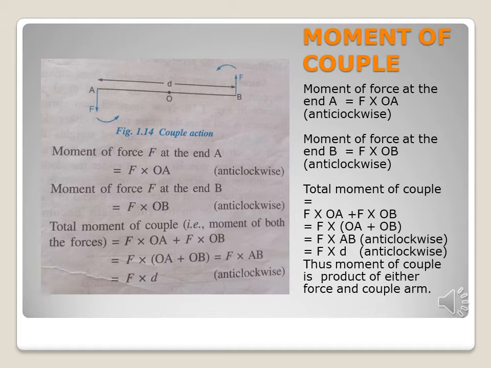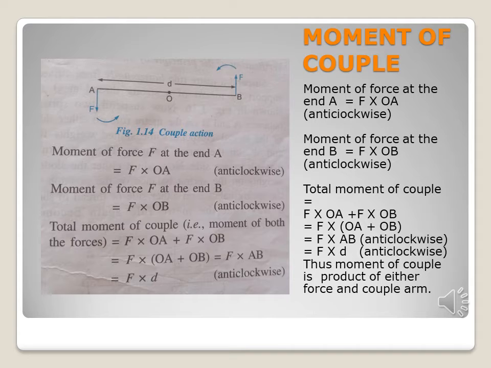But each force has a turning effect on the bar in the same direction. Thus, the two forces together form a couple which rotates the bar about the point O. From the figure you can see the two forces rotate the bar in anticlockwise direction. When we talk about the moment of force F at end A, it is given by the product of force and the distance of the point of application of force from the pivot point, that is OA, and it is anticlockwise.